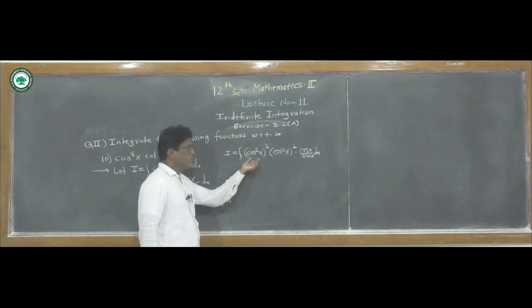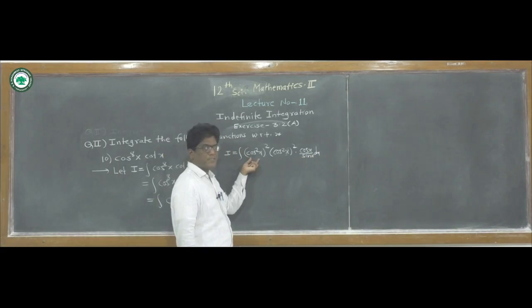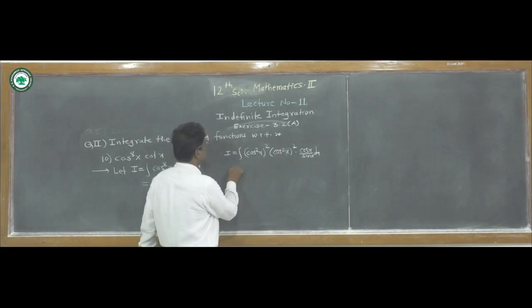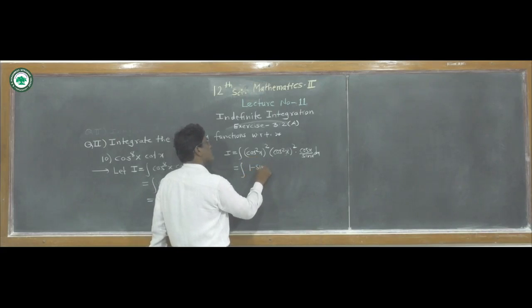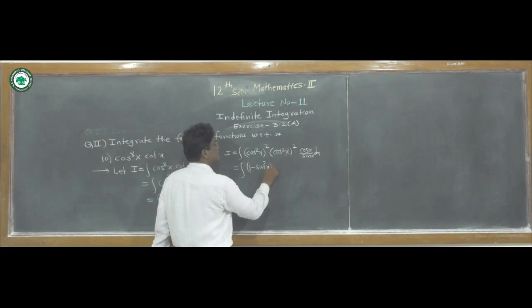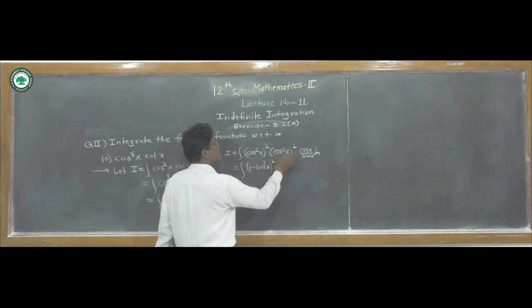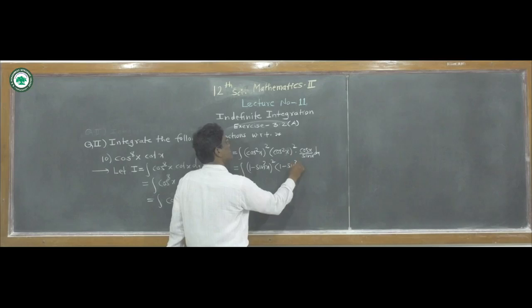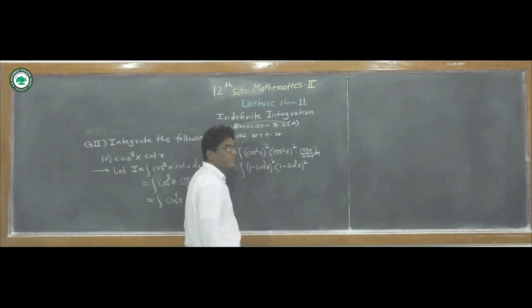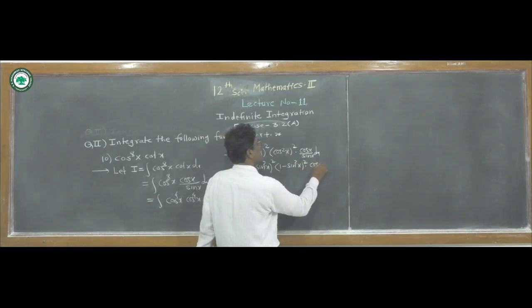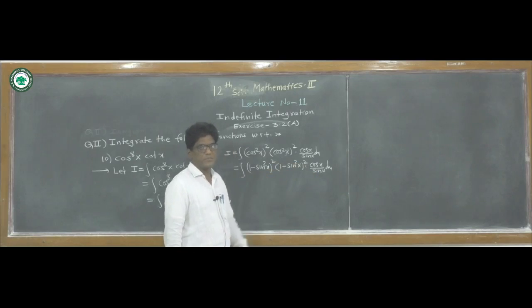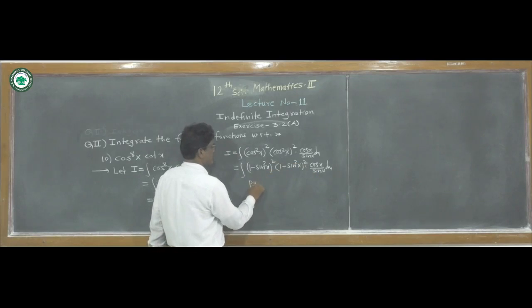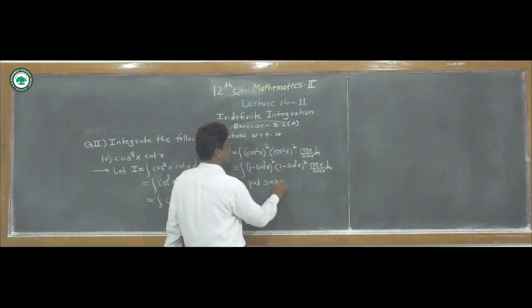And now here we put cos square x as 1 minus sin square x, here also and here also. So this is equal to integration of cos square x, that is 1 minus sin square x to the square, here also cos square x as 1 minus sin square x to the square, and into cos x upon sin x dx. And now put here sin x is equal to t. Now use here the substitution method. Put sin x is equal to t.